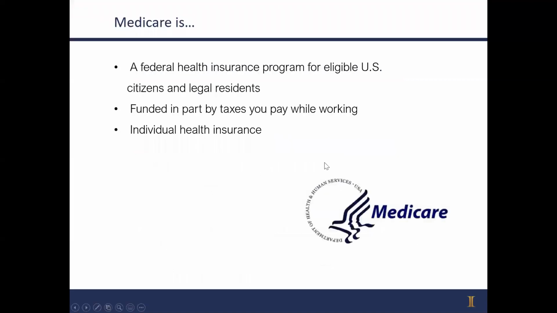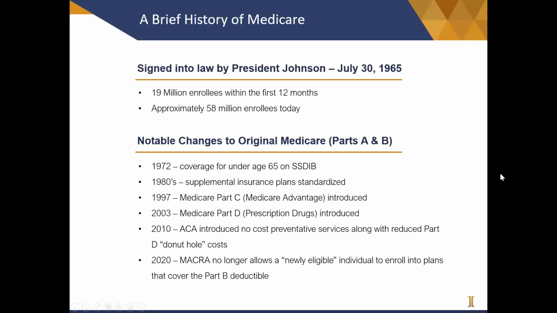Some of the changes that have been made to Part A and B: in 1972, there was coverage offered for those beneficiaries who are under age 65 as long as they were on Social Security disability. In 1980, supplemental insurance plans were standardized. 1997 is when the Medicare Advantage plans were introduced to the Medicare world. And 2003 is when the Part D, which is your prescription drug coverage, was introduced.